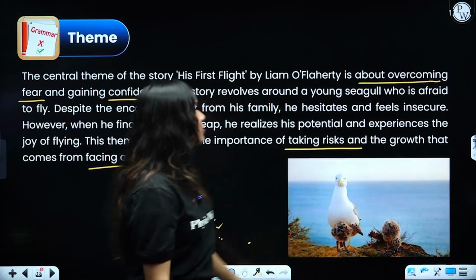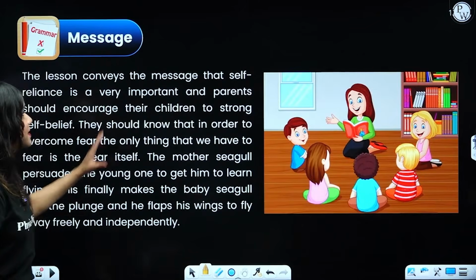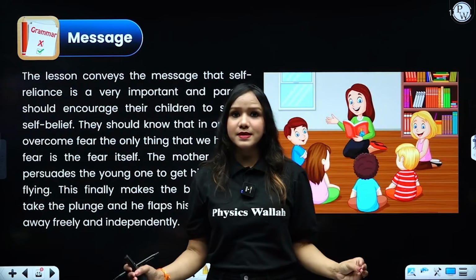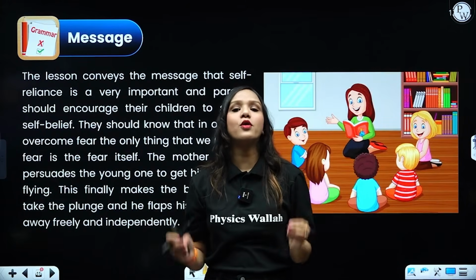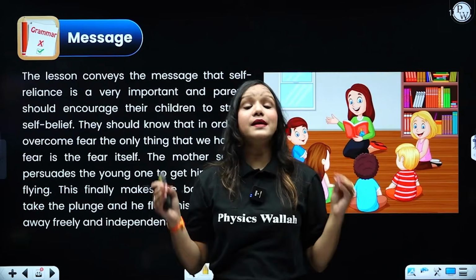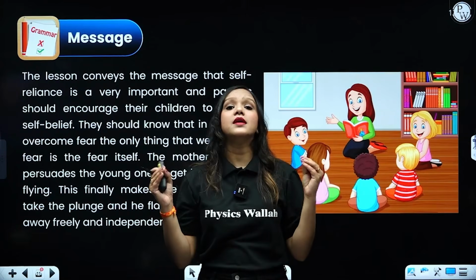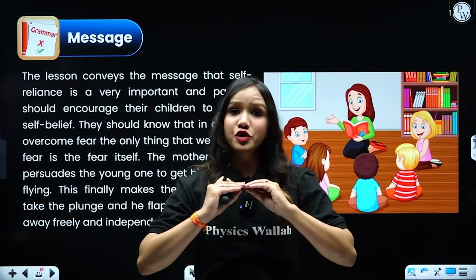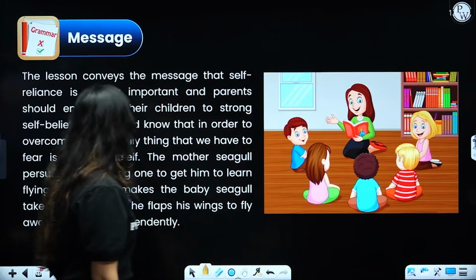All right, dear students. So now let us understand the most important message: self-reliance and self-confidence are the most important things in life, and every parent should encourage their child to have that feeling of self-belief. There should not be any doubt in this. All right, so let's know this.